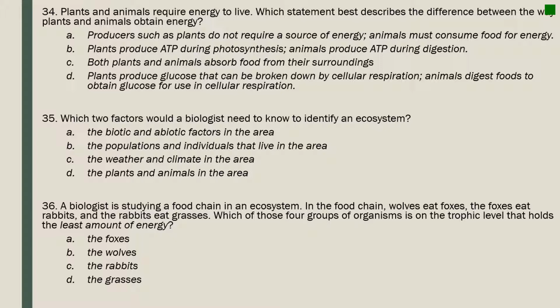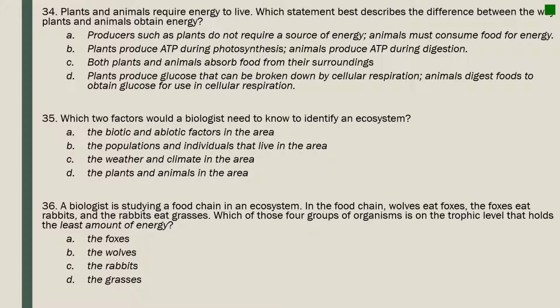34. Plants and animals require energy to live. Which statement best describes the difference between the way plants and animals obtain energy? A. Producers such as plants do not require a source of energy. Animals must consume food for energy. B. Plants produce ATP during photosynthesis. Animals produce ATP during digestion.